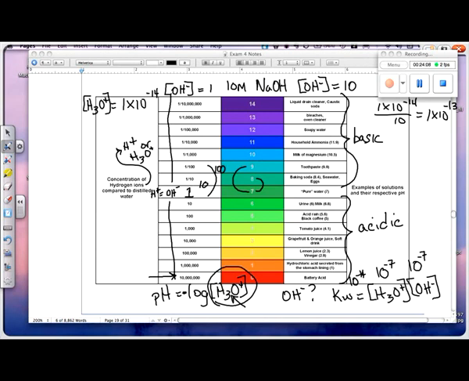Is that right? I don't think that's right. No, 10 to the minus 15. 1 times 10 to the minus 15. Okay? Now take the log of that. And you get a 15. So a 10 molar base solution would give you a pH of 15. So it is possible to go beyond 14. 10 molar is very concentrated, but it's not impossible at all.